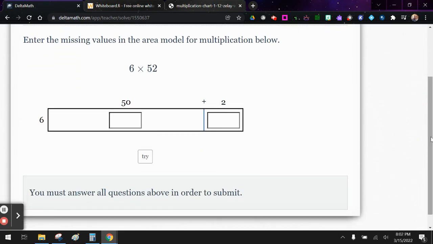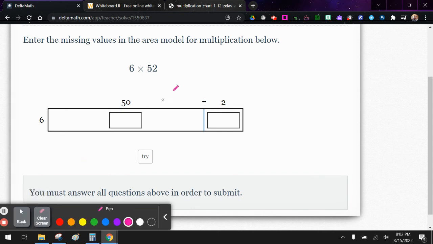Enter the missing values in the area model for multiplication below. This is a smaller number, 52. So we have 2 ones, which is here. That's 2. And 5 tens, which means if I would give you 5 $10 bills, 10, 20, 30, 40, 50, that'd be 50. That's why 50 is here. And now we have 6 on the left side, which means, again, you're going to treat it like a multiplication chart. You're going to multiply 6 times the number up here at the top and put the answer down in the box. So that's what we're getting ready to do.